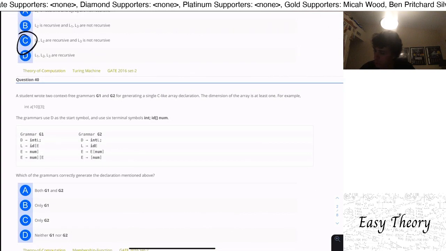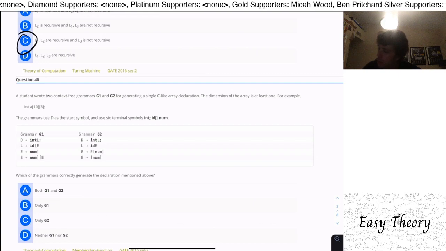Student wrote 2 context-free grammars. Okay, this is weird. The dimension of an array, blah, blah, blah. Which of the grammars correctly generates the declaration mentioned above? D is the start variable, it looks like.